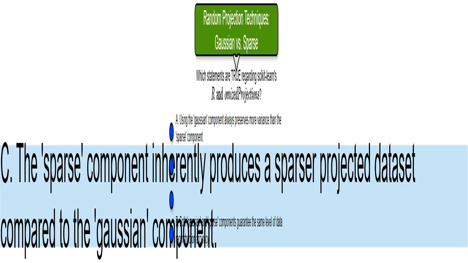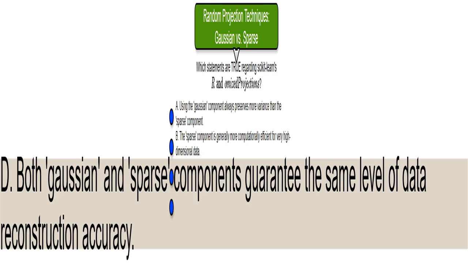Think of sparsity as how many zeros you have. The sparse method builds this sparsity into the core algorithm. The resulting data after projection will naturally have a larger number of zeros compared to the denser data from the Gaussian method. This claims both methods give the same accuracy when reconstructing the data after reducing its dimensions. This is generally true. They represent a trade-off. Sparse is faster, but Gaussian may preserve more of the original data's characteristics.